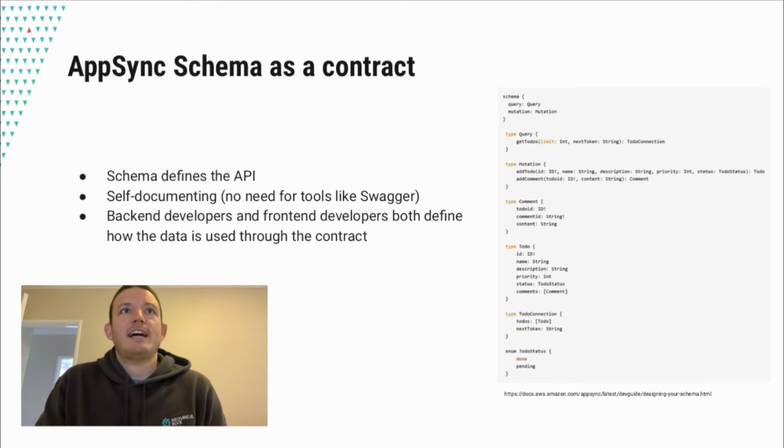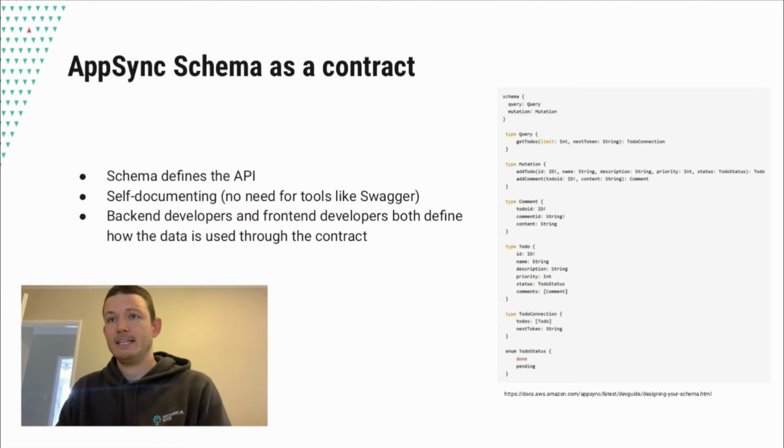An AppSync schema is a contract. On the right hand side, there's a screenshot from the Amazon Web Services docs about what a schema looks like. The schema defines how your AppSync instance will work, and it talks to how to structure your data. It uses types, and you can see there on the side. It defines your API, so it's self-documenting, and back-end developers and front-end developers both define how the data is used through the contract.